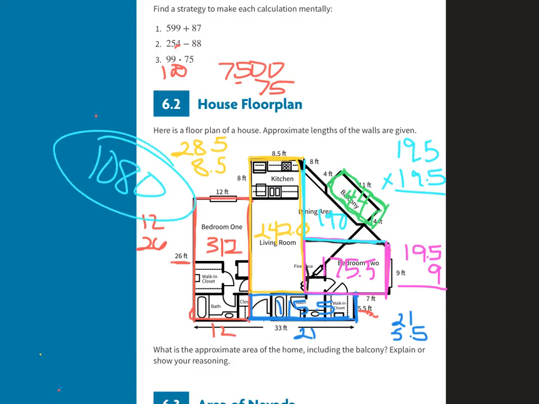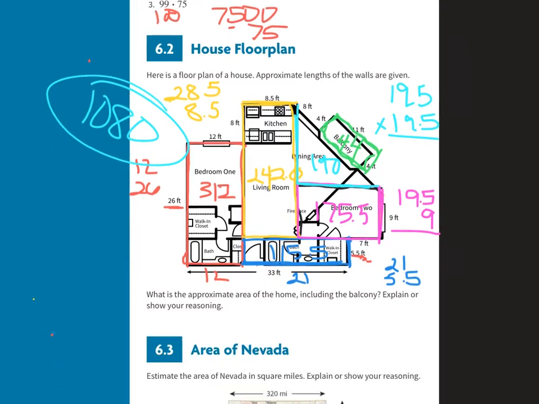Okay, for these problems, you just break them up into shapes. We already know how to find the area of a rectangle, length times width, and we already know how to find the area of a triangle, length times width, and then we divide it by 2. And then you just take all the smaller shapes and add them together. Okay?